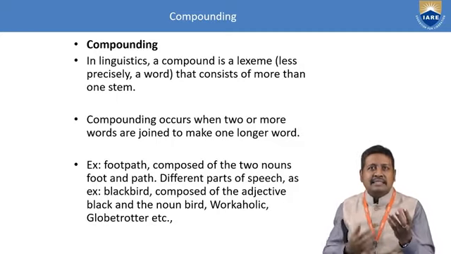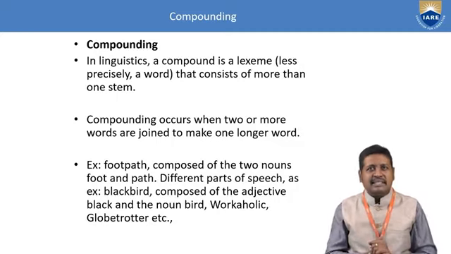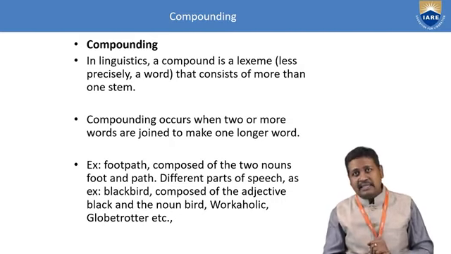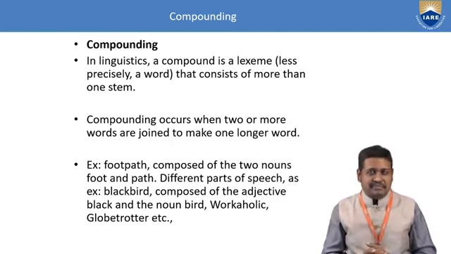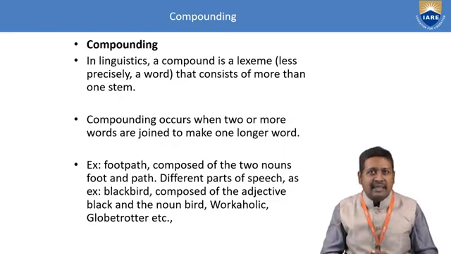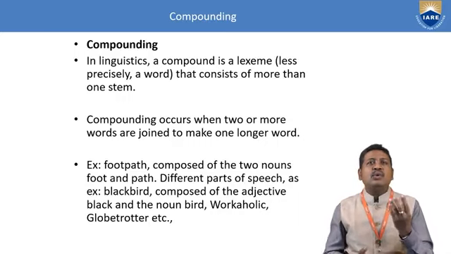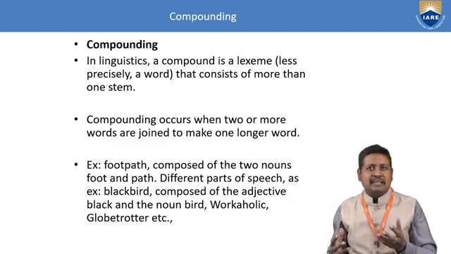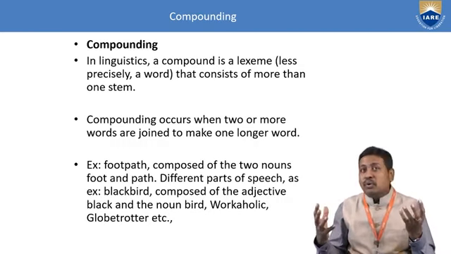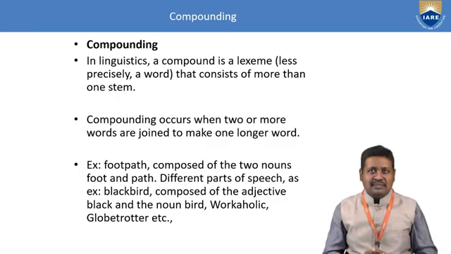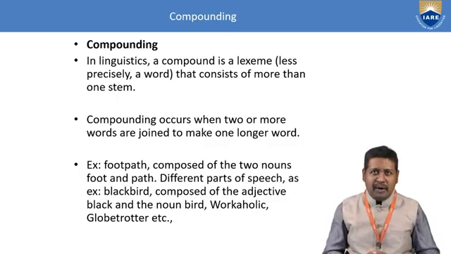Right. Also, we use words such as workaholic. Workaholic. Work is a noun. And alcoholic, he's an alcoholic, is an adjective. So when you combine the noun plus adjective, it becomes workaholic. Similarly, globetrotter. Globe is world. Trotter is a traveler. So globe and trotter, both the nouns, when you combine them, that becomes a word called globetrotter. So this is one method of word formation, that is compounding.